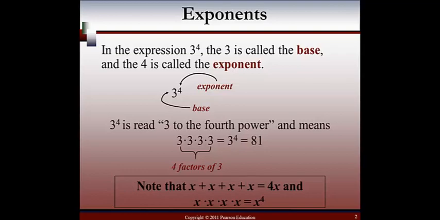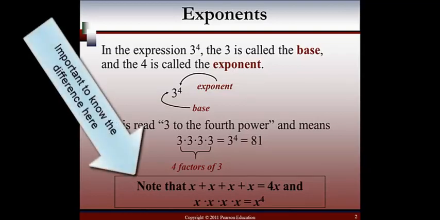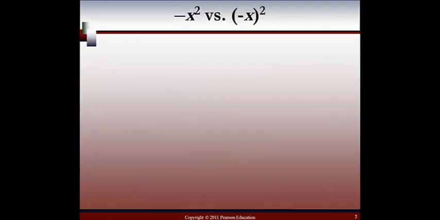Note that x plus x plus x plus x equals 4x, and x times x times x times x equals x raised to the 4th power. So there is a distinction there, and it is easy to get those confused. So it's good to make sure you know whether you're adding or multiplying.